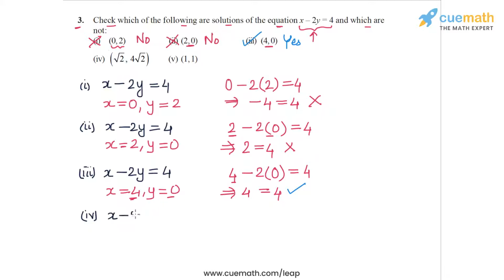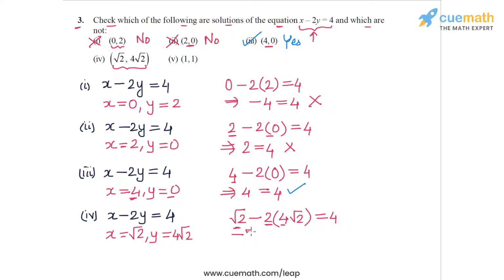Now let's do part 4. In part 4 the equation is x minus 2y equal to 4 once again, and the solution that we have to check is root 2 comma 4 root 2. So x equal to root 2 and y equal to 4 root 2. Let's see if this solution works or not. So substituting this into the equation, we get root 2 minus 2 times 4 root 2 is equal to 4. So on the left side we have root 2 minus 8 root 2. So we will get minus 7 root 2 on the left side, and on the right side we will get 4. So this is clearly not true, and hence root 2 comma 4 root 2 is also not a solution of the equation.